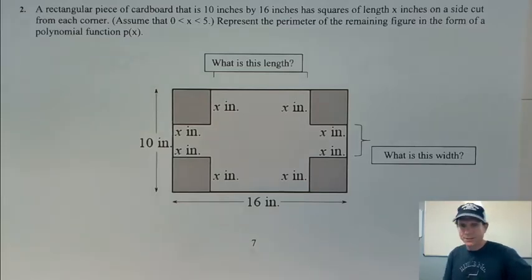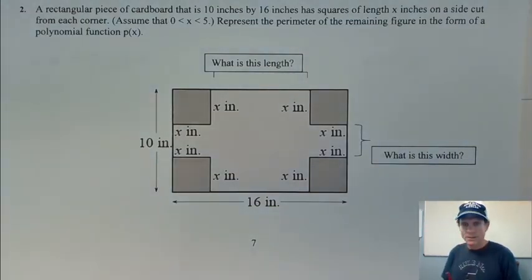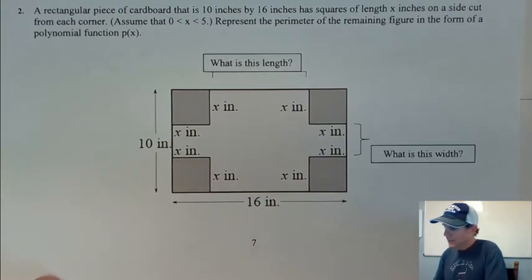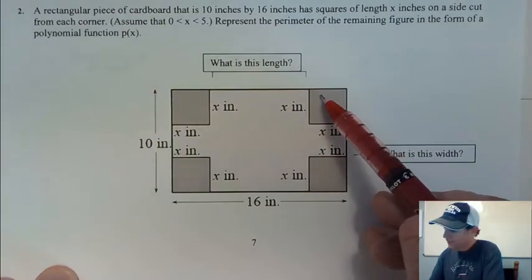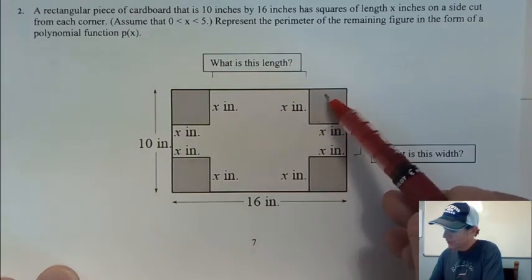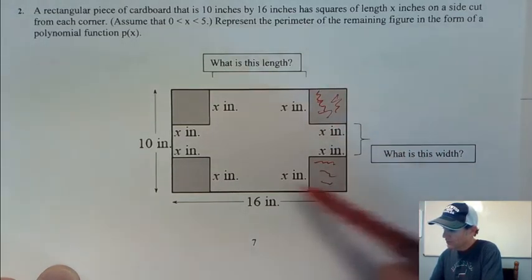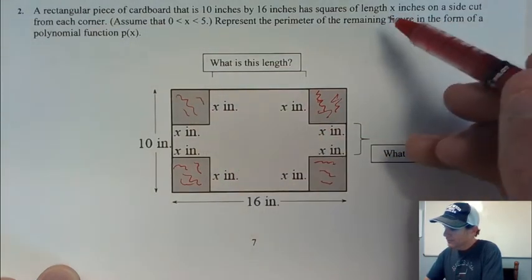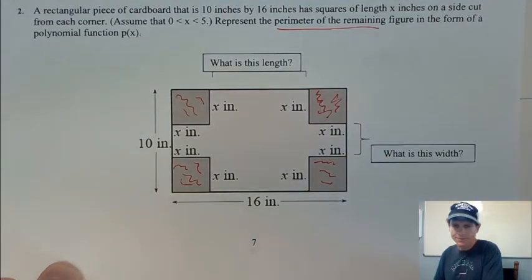All right, looking at this might be a little intimidating with the picture, but let's just pick it apart here and hopefully make it a little easier than the picture looks. It talks about how these little pieces of this rectangular figure are cut out, cut off this rectangular figure here. Then it asks us to find the perimeter of the remaining figure.